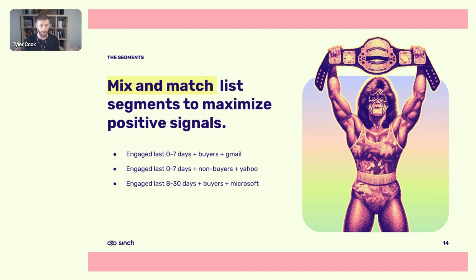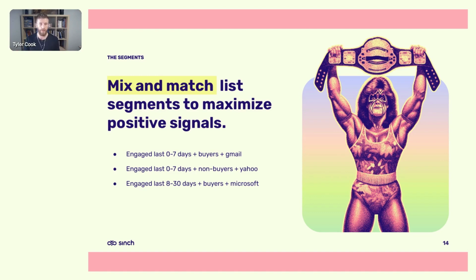So to give you 3 examples, subscribers who have engaged in the last 0 to 7 days, who have also purchased something and have the gmail.com domain, right? We want to send them through the rehabilitation process because we know that they are going to give us a ton of positive signals, right? Same thing with the second one, engaged last 0 to 7 days, non-buyers, and Yahoo. We know that more than likely they're also going to give us positive signals.